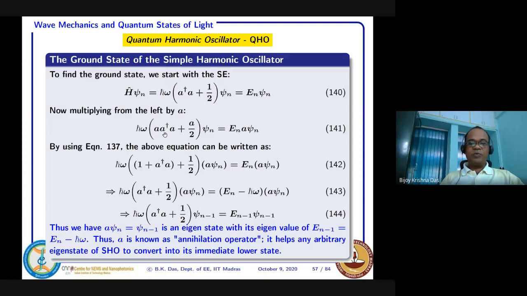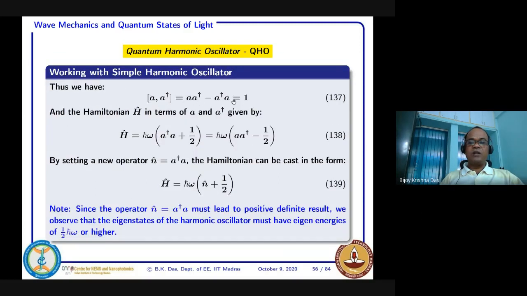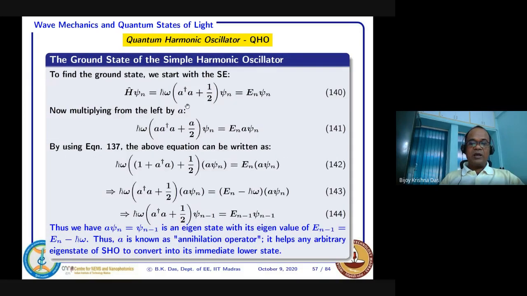A dagger, from the commutation rule, equals 1 plus A dagger A, from equation 137. So whatever I get here for A dagger, I just replace it using the commutation rule: 1 plus A dagger A plus half, and A taken to the right side, like this.